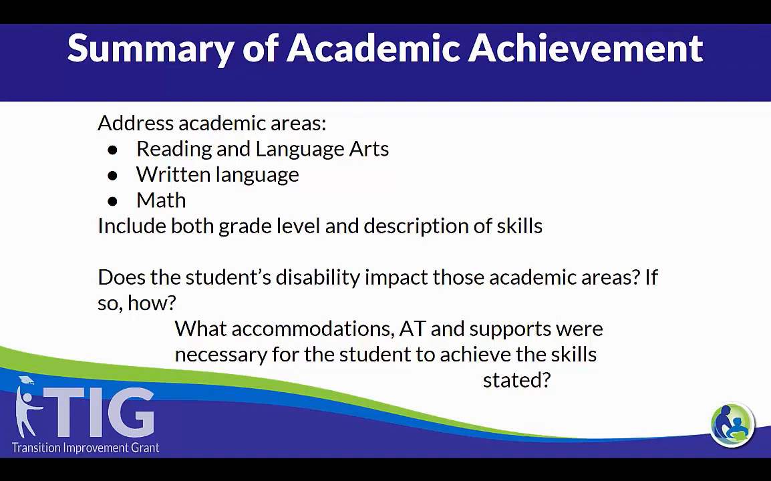Include statements as to how the student's disability impacts these academic areas. For example, a student with a physical disability involving their hands may have limited skills in written expression and may require assistive technology to communicate in writing. Finally, include information as to what interventions or accommodations were necessary for the student to achieve the grade level that they have achieved. Can the student do algebra only with the assistance of a calculator and needs additional time on tests?